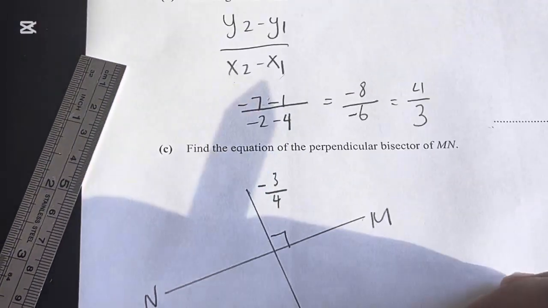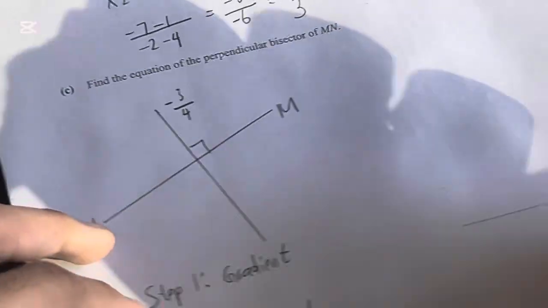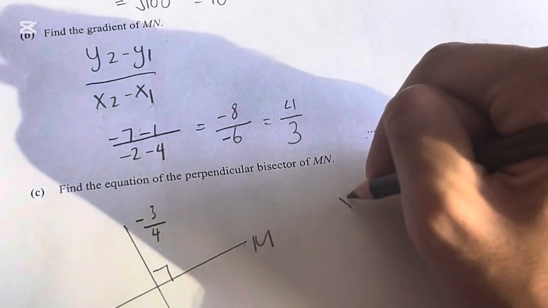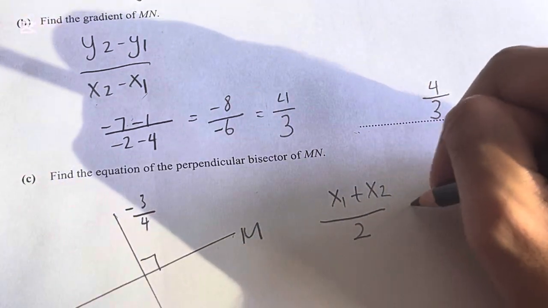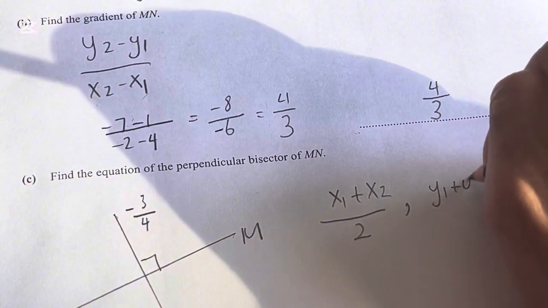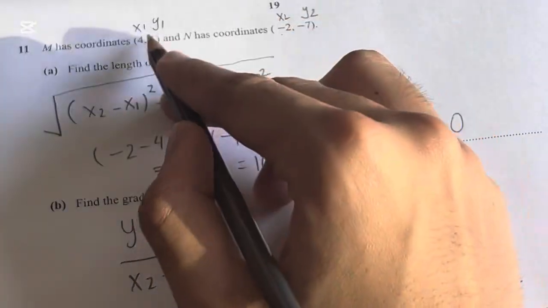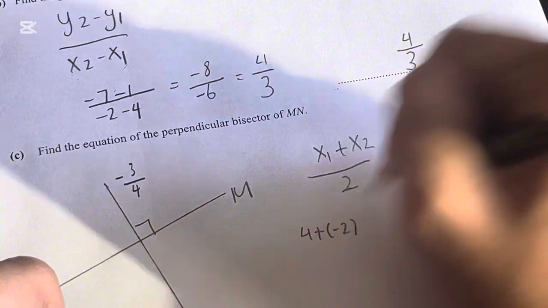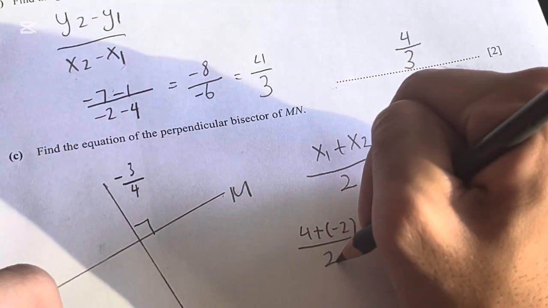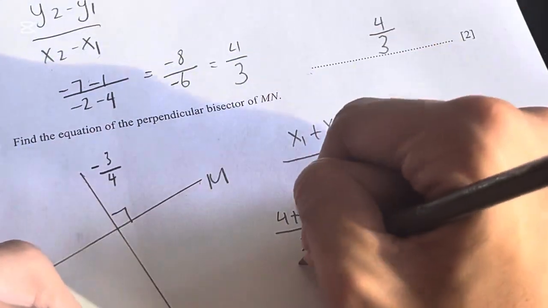Now we're going to work out the midpoint of these two coordinates. So the way that you work out the midpoint is for the x coordinate, we take x1 plus x2 over 2, and for the y coordinate we do y1 plus y2 over 2. So x1 is 4 and x2 is -2, so we do 4 plus -2 divided by 2, so that's going to be 4 minus 2, which is 2. 2 divided by 2 is 1.